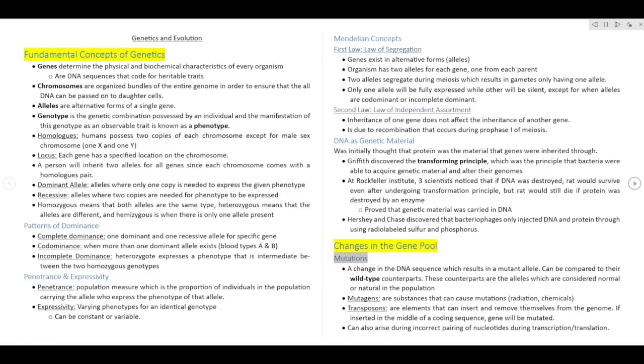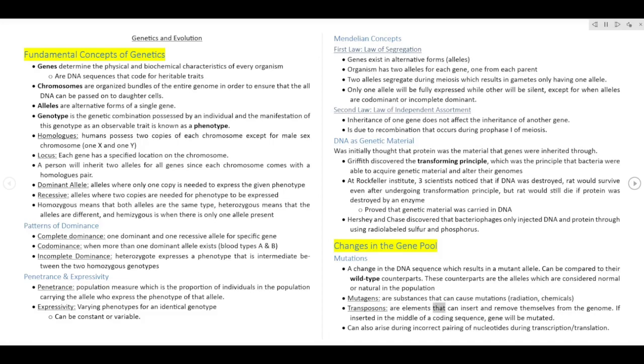Mutations. A change in the DNA sequence which results in a mutant allele. Mutant alleles can be compared to their wild-type counterparts. These counterparts are the alleles which are considered normal or natural in the population. Mutagens are substances that can cause mutations, such as radiation and chemicals.